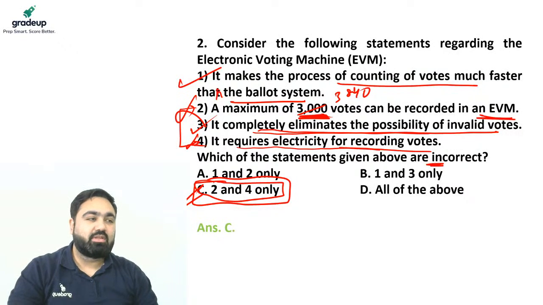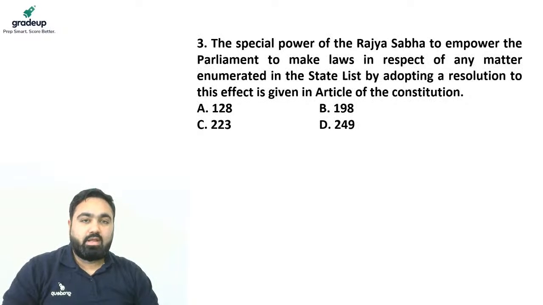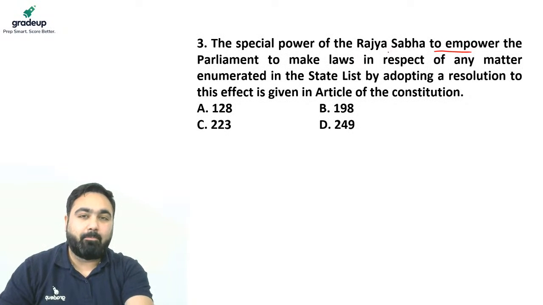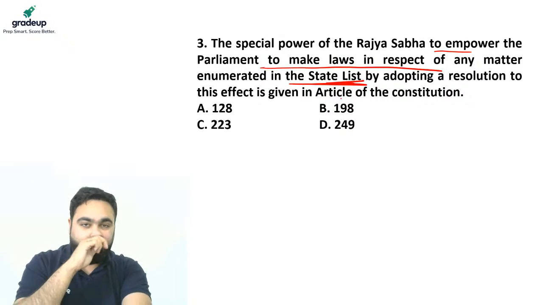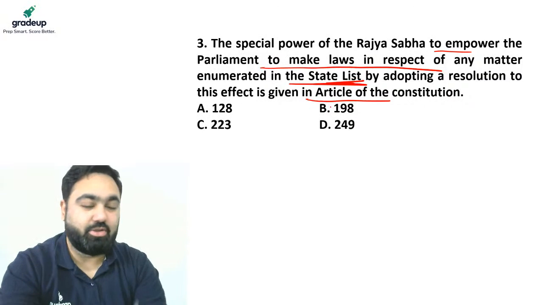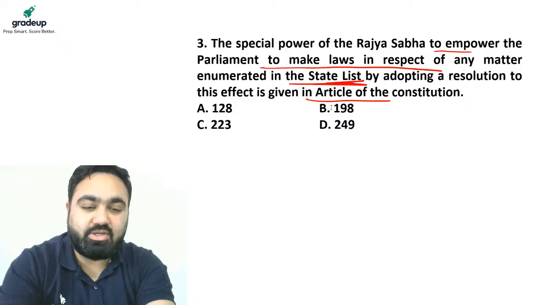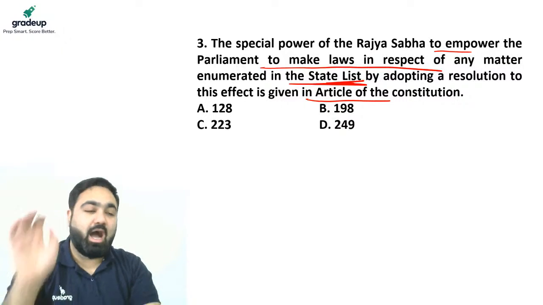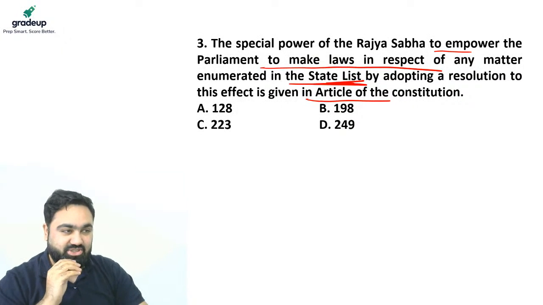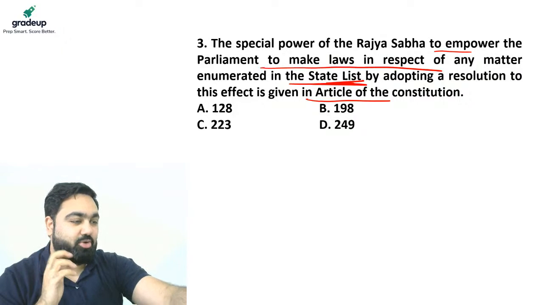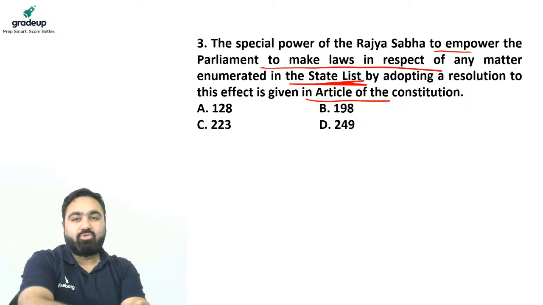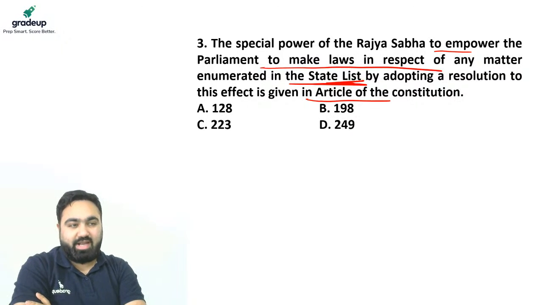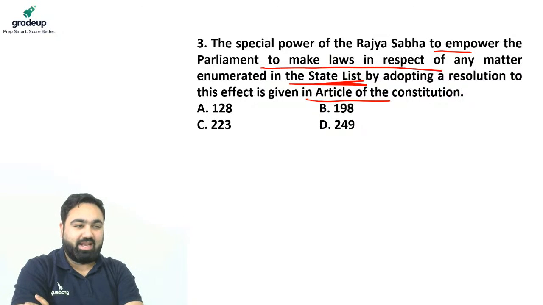Moving on to question number 3 now. The special power of Rajya Sabha to empower the parliament to make laws in respect of any matter of the state list is given in which article of the constitution? Easy question, all of you would have read about this. The options are Article 128, Article 198, Article 223 and Article 249.